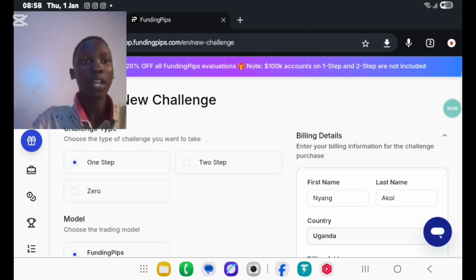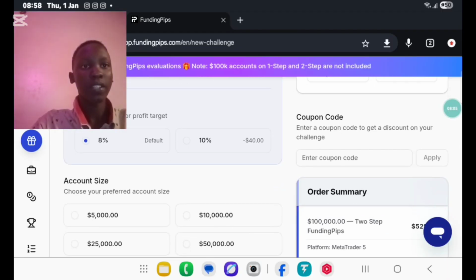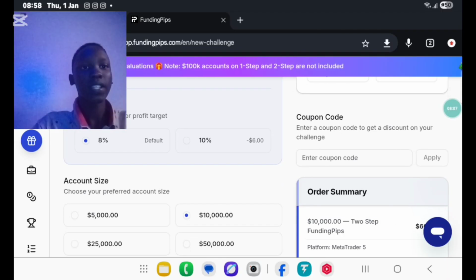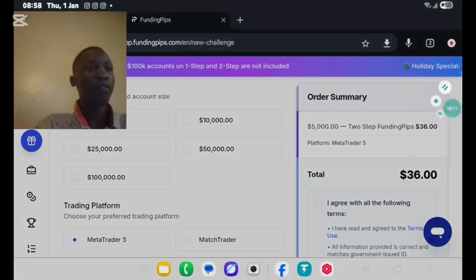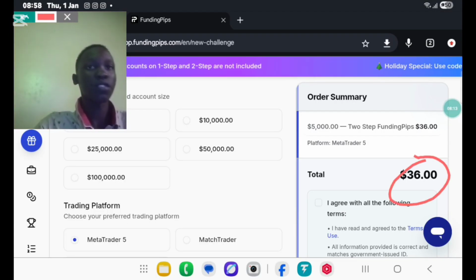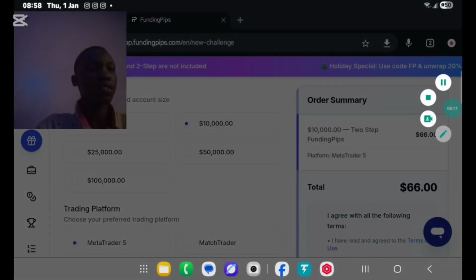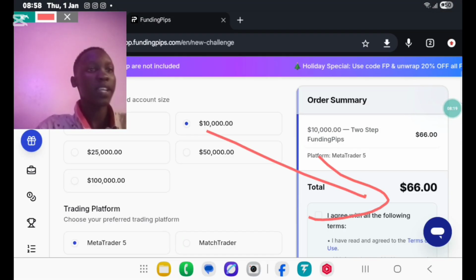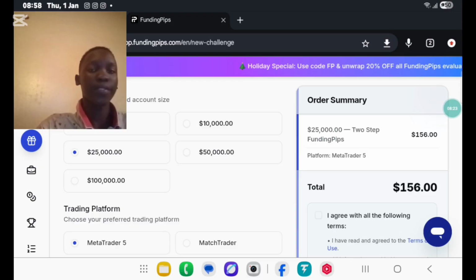You will tap one step, you leave it there. Then you can choose 1K, 10K. But remember, they all have different prices. For 5K, it's $36. For 10K, it's $66. You can just check from this side. Then for 200K, it's $156.